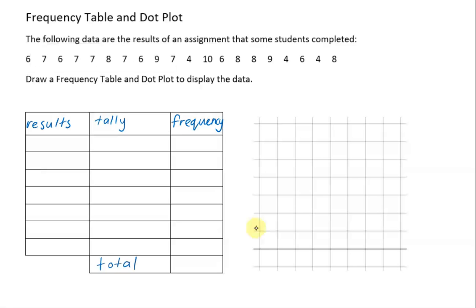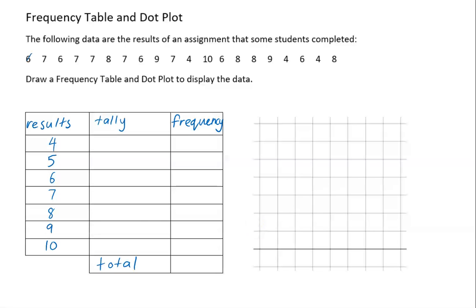Now, when we're listing the results, we find the minimum value, the minimum result, which was a 4. 4 was the lowest score that someone got on the test. And the highest score was 10. Now we need to include every value between 4 and 10, even if no one scored them. They still need to be included on our frequency table. So we have 4, 5, 6, 7, 8, 9, 10. 10 was the highest score and 4 was the lowest, and we've included every data value in between. And so now we can start to tally our data values.